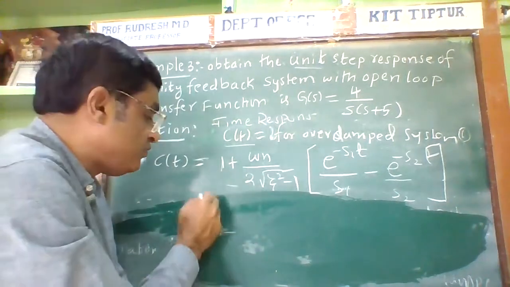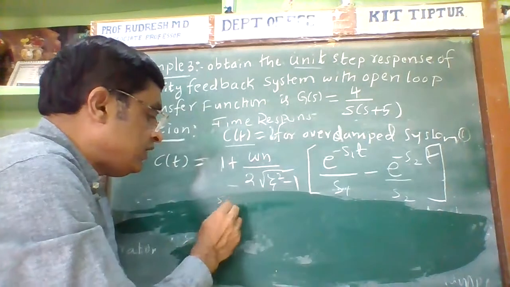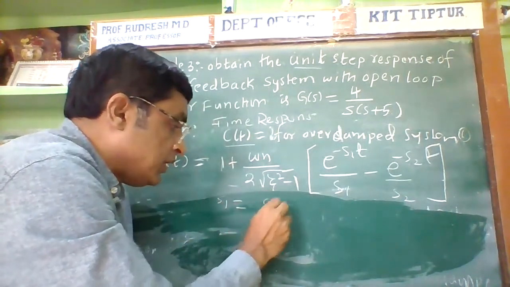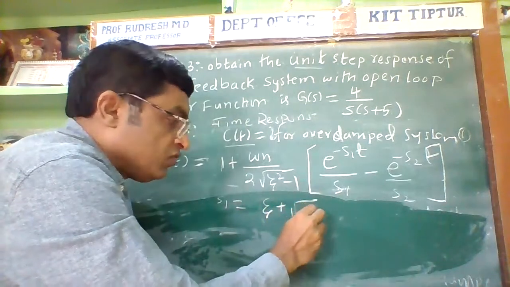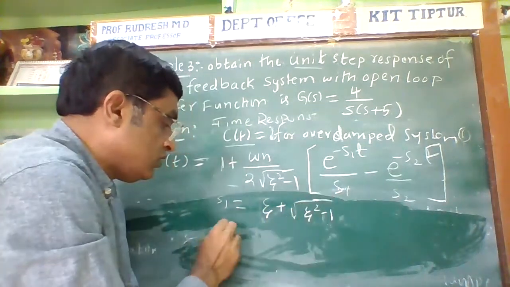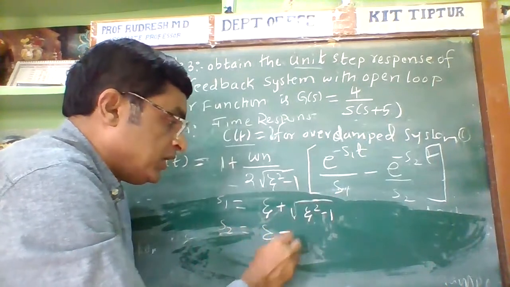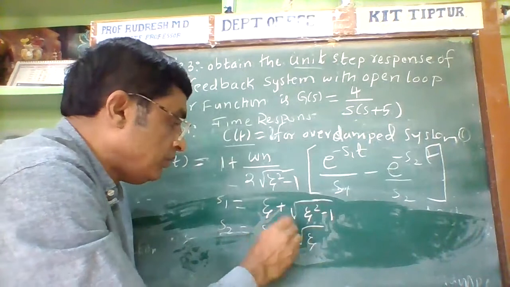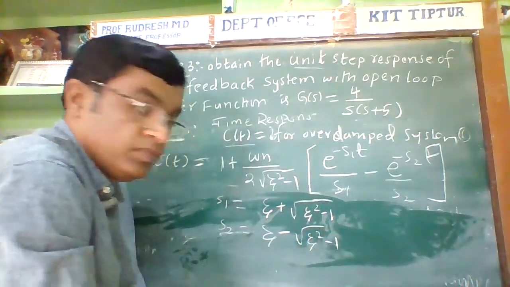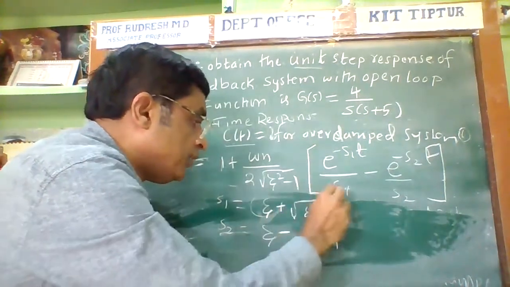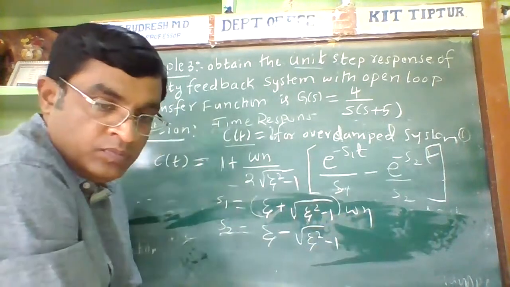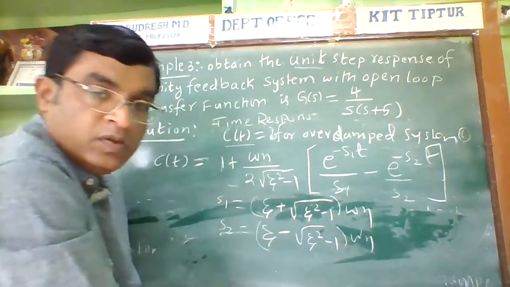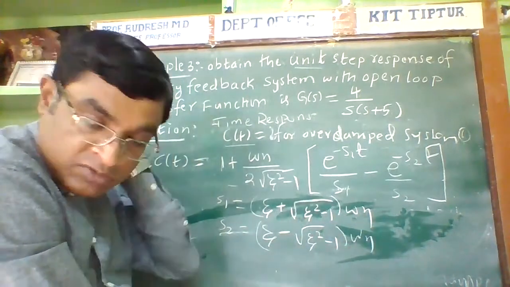Now what is the value of S1? S1 and S2 are unknown variables. S1 is equal to zeta plus square root of zeta square minus 1, and similarly S2 is equal to zeta minus square root of zeta square minus 1. Here it is plus, here it is minus, each multiplied by omega n. We need to write this equation for this particular problem.